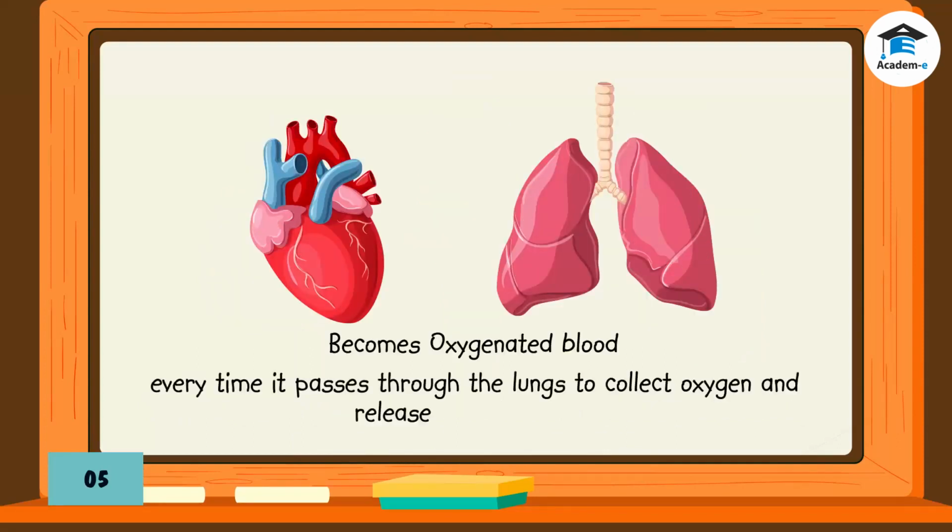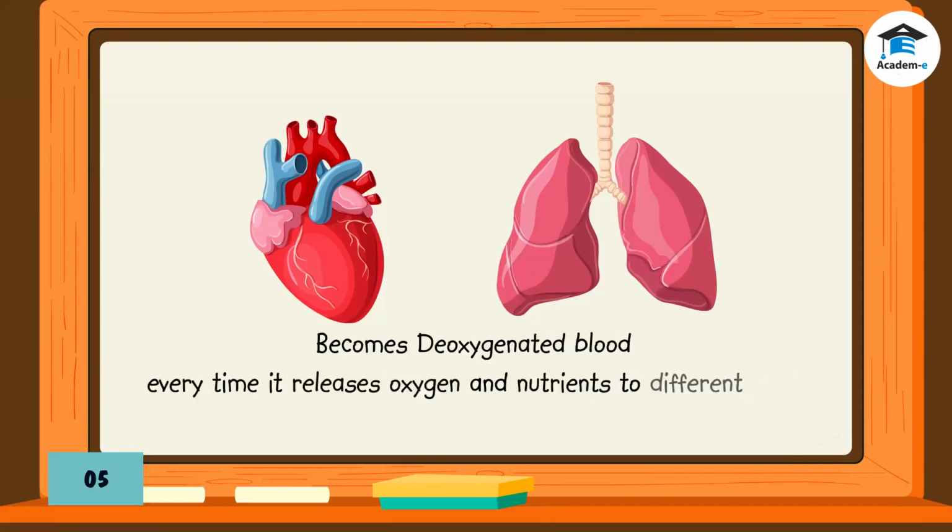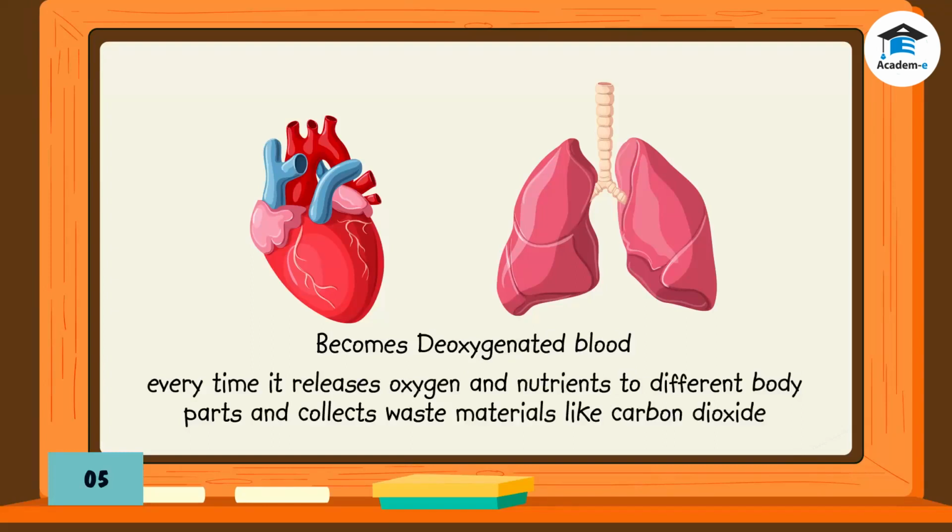Blood becomes oxygenated every time it passes through the lungs to collect oxygen and release carbon dioxide. It becomes deoxygenated blood every time it releases oxygen and nutrients to different body parts and collects waste materials like carbon dioxide.